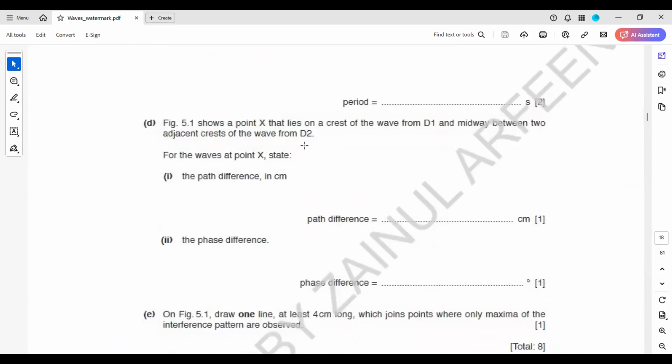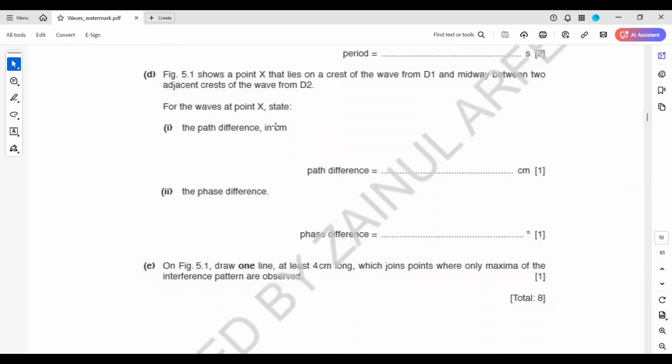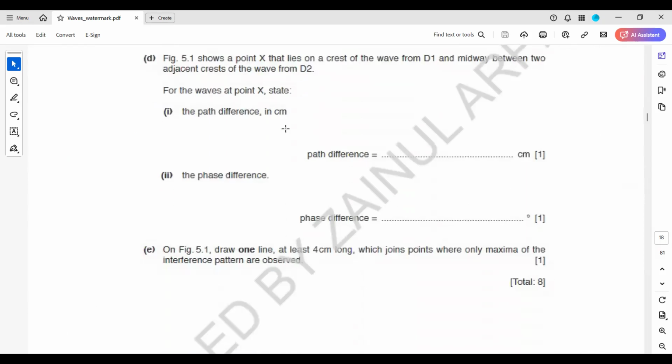So the question is, for the wave at point X, state the path difference. So what will the path difference be? It should be 6 centimeter for a constructive, but because we identified it's a destructive interference, it should be half of the wavelength, so it should be 3 centimeter.